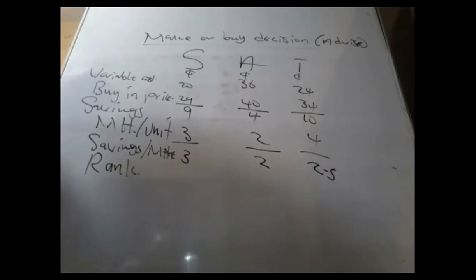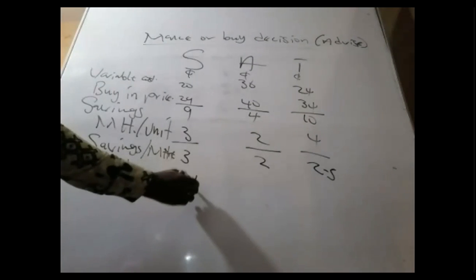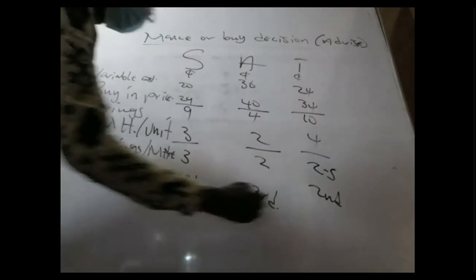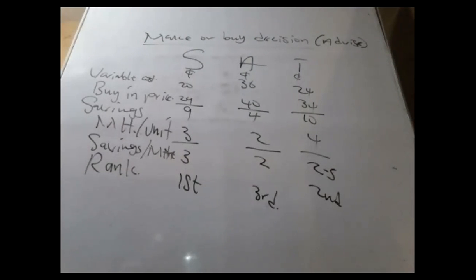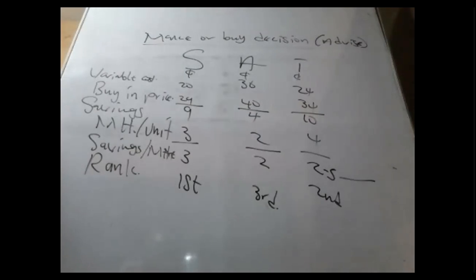So the rank could be first, second, and third. Distribute the product in this order according to the shadow prices. Don't forget this is also called shadow price. Shadow price simply means the amount by which the total profit or total contribution will increase if you make one additional unit of the scarce resource available. That's the shadow price. Take note.